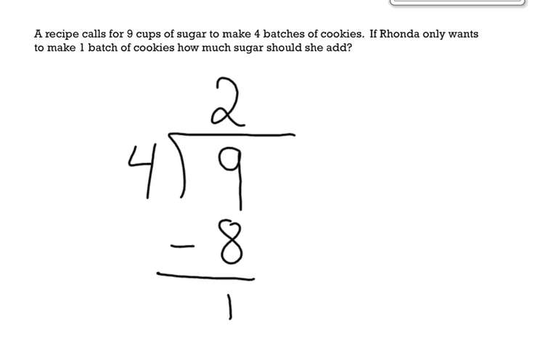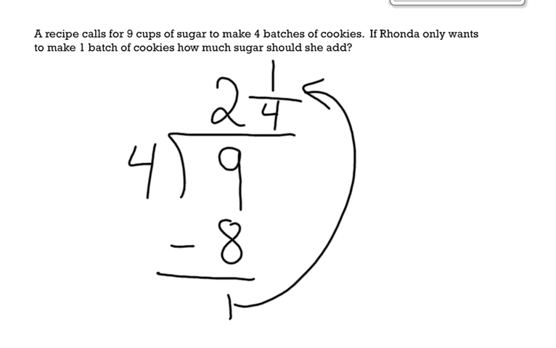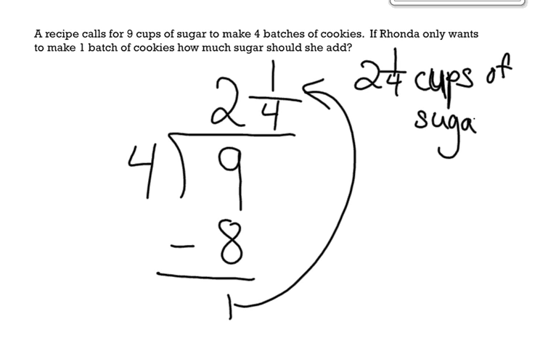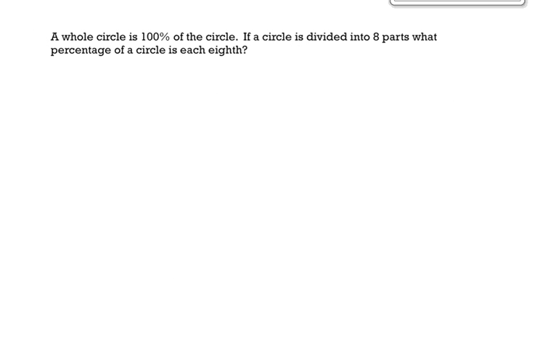Once again, we don't want a remainder. We want a mixed number. Divided by 4, so that becomes our denominator. And of course, the remainder goes up here. So 2 and 1/4 cups of sugar. And that's going to be for 1 batch. 2 and 1/4 cups of sugar. That's a lot of sugar. There's going to be some sweet cookies. Let's try a different one.